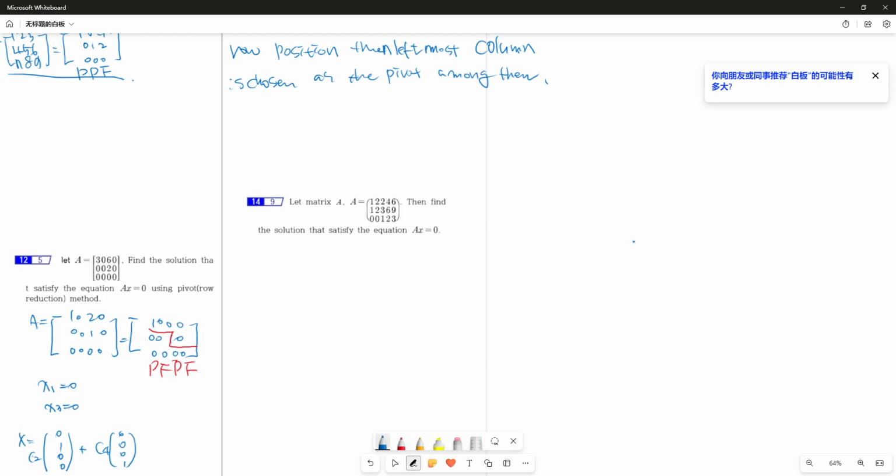Okay, and two more questions. Number 4: let the matrix A be given. Using the reduced echelon form from 1, 2, 2, 4, 6, and 0, 0, 1, 2, 3, and 0, 0, 0, 0, and one more time, 1, 2, 0, 0, 0, 0, 0, 1, 2, 3, 0, 0, 0, 0, 0.